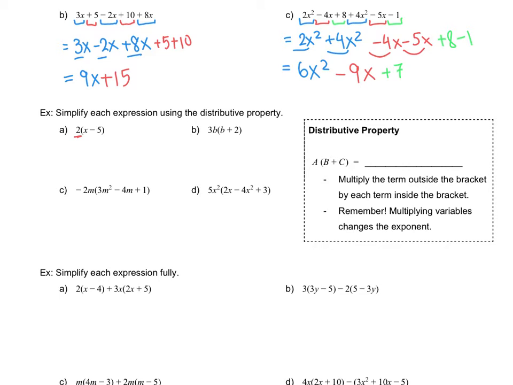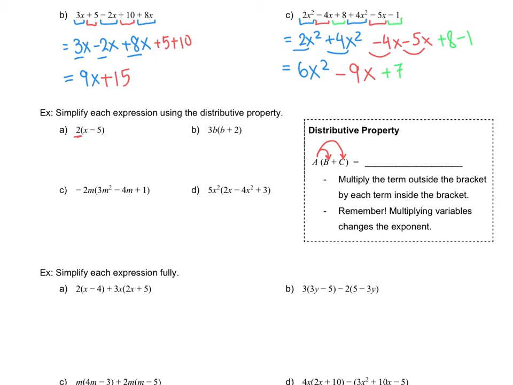Now I'm going to go to the side here and show you the generic distributive property. So if I have A times B plus C, if I want to remove those brackets, I'm going to take A, the term in front of the bracket, and just multiply it by however many terms I have inside the bracket.